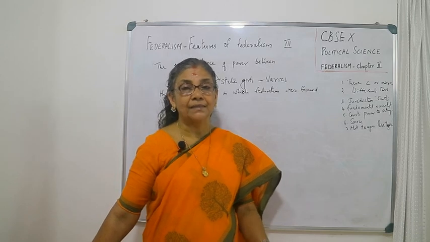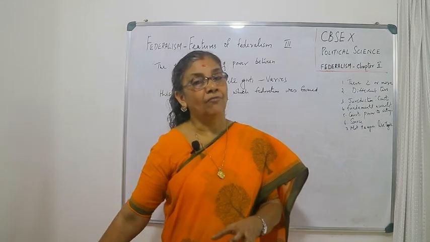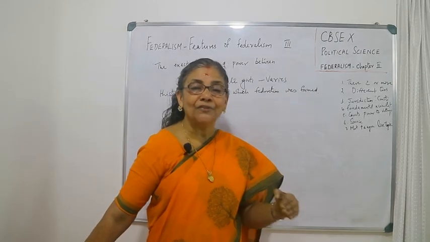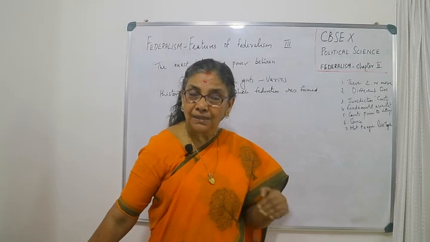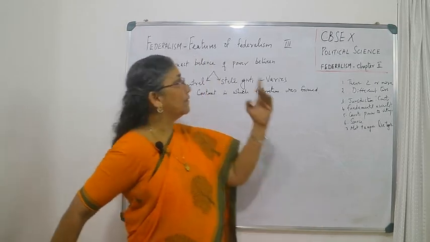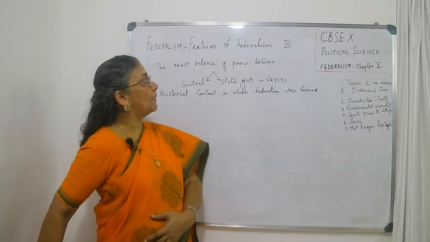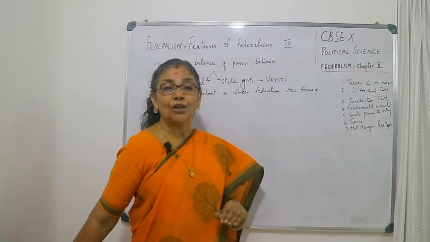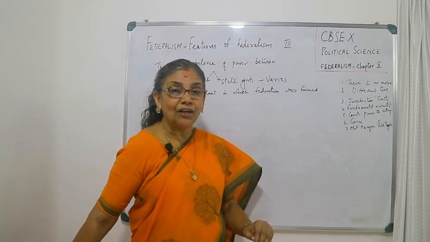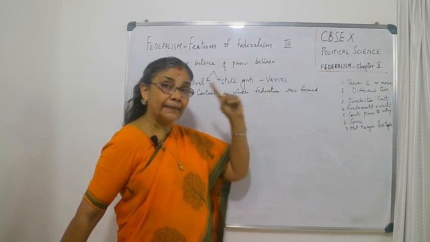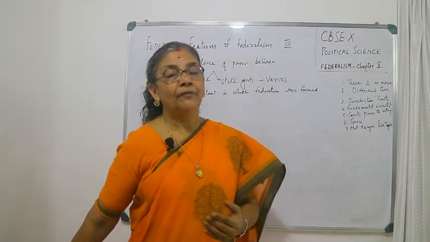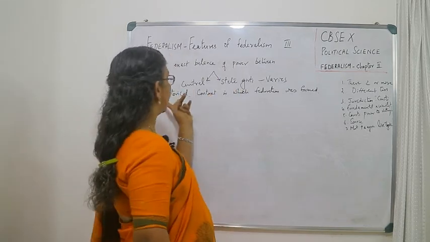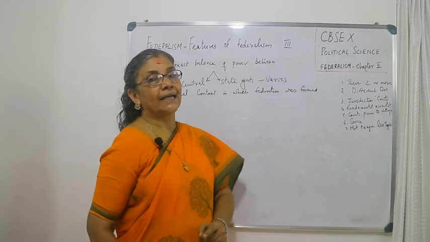Even though there are differences, we have to see that we belong to one country. And so here we have to see how different federal forms of government balance their powers. The exact balance of powers between the central government and the state governments depends upon how the federal form of government is formed, that is, the historical context in which the federation is formed.